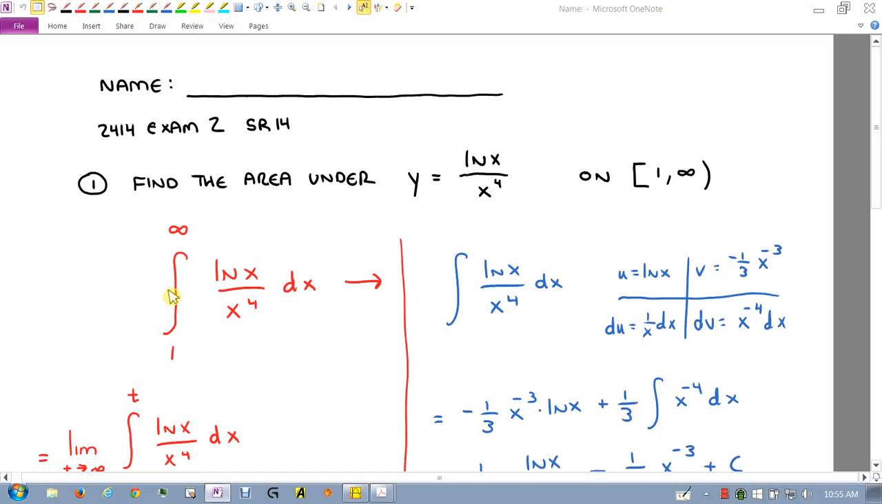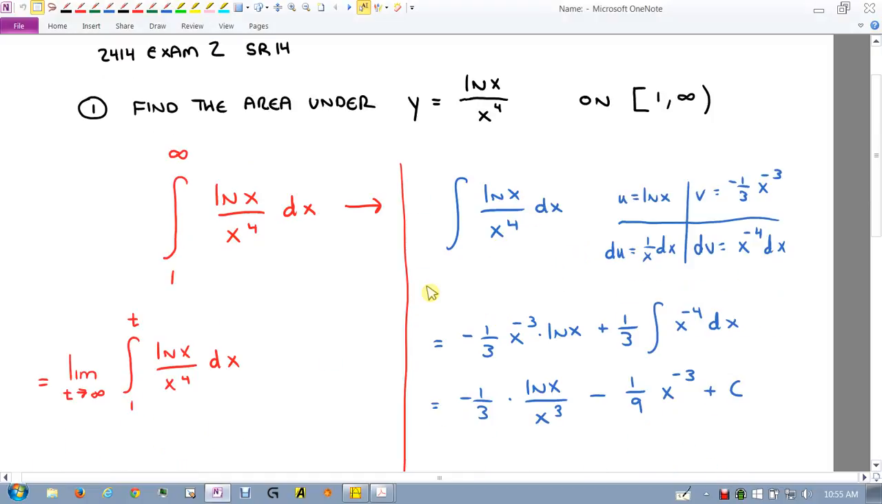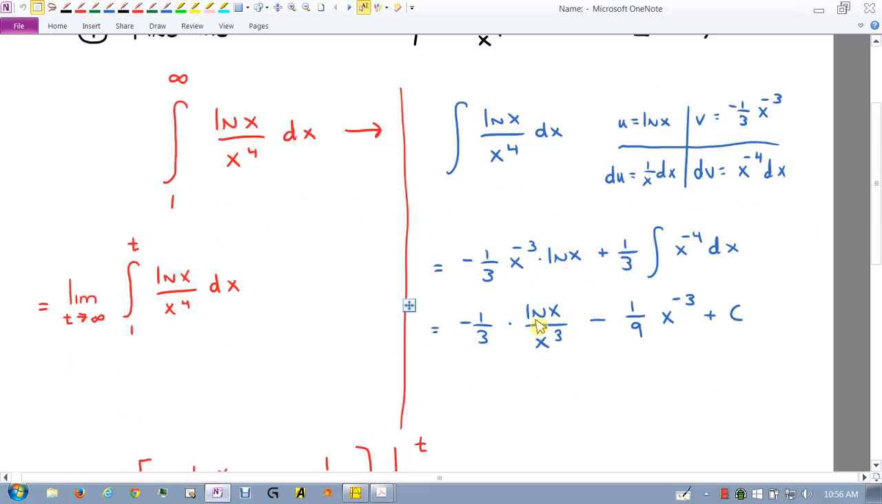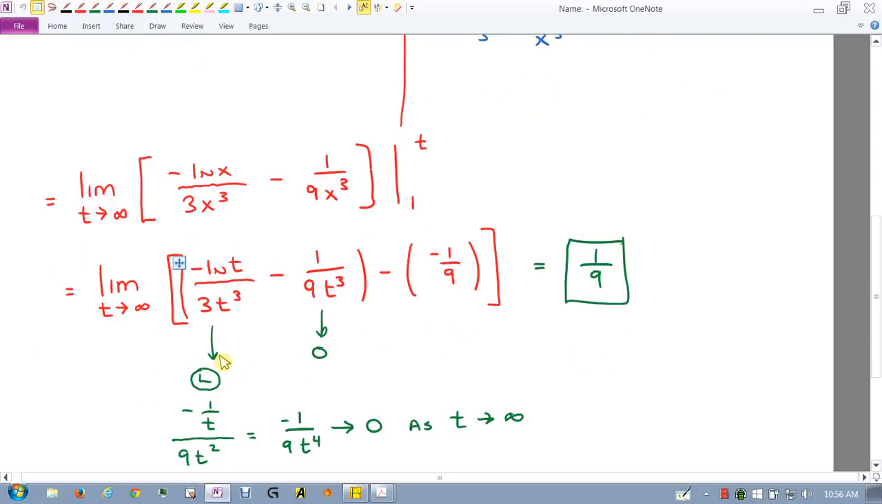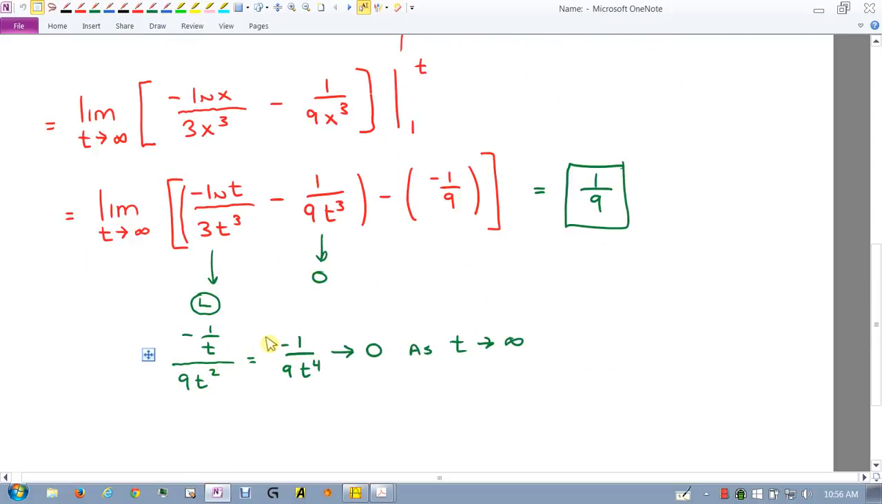So let's go through this. The first one: find the area under this curve on the interval 1 to infinity. You first had to do some sort of integration technique to get this integrand to work out. Integration by parts would work. Then you work that out, and your antiderivative is right here. Then you have to take the limit and let t go to infinity. When you do that, you're going to have infinity over infinity here, which is going to require just a little L'Hopital, and then that goes to 0. So eventually, when you work this all out, you get 1/9.